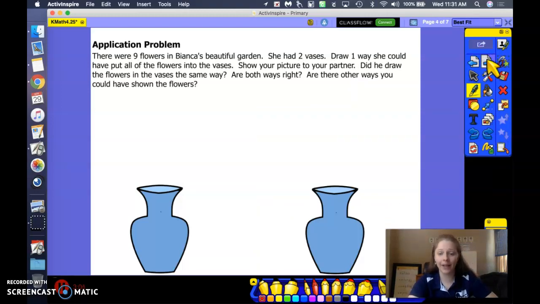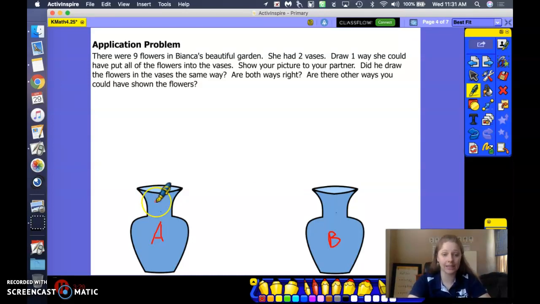Today we're going to draw some flowers. There were 9 flowers in Bianca's beautiful garden. She had 2 vases. So you're going to draw some flowers in this vase, let's call it vase letter A, and vase letter B. We can draw it a lot of different ways. So if you don't draw it the way Miss Plitt does, that's okay. Remember, you can only have 9 flowers.